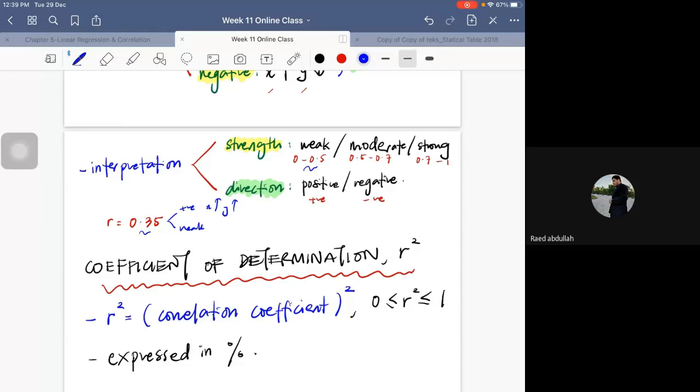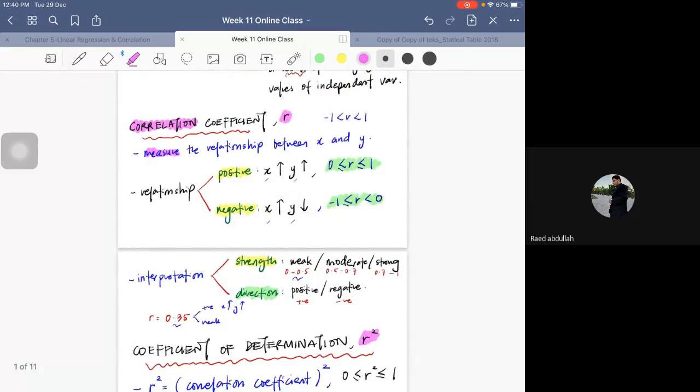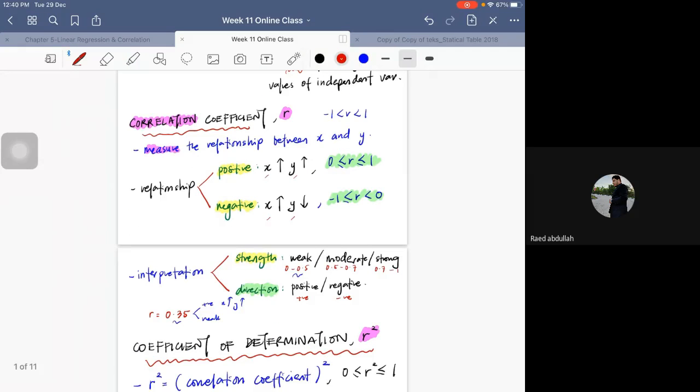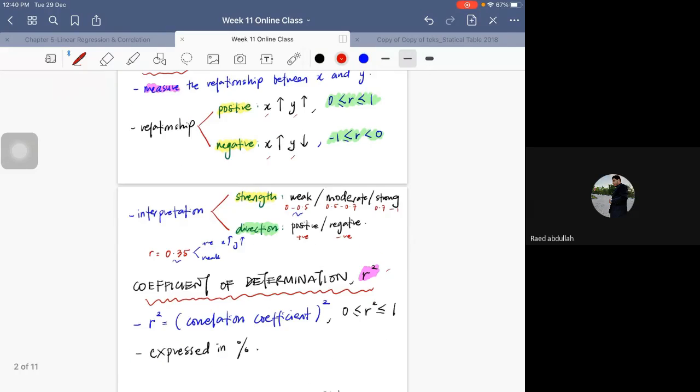Another term that you should come across after R is going to be R square. R square has a different name: R square is known as the coefficient of determination. Previously, R is known as correlation coefficient. Of course, there is a relationship between R and R square. If you square this value, you will get the coefficient of determination. That is why the symbol is the same. This is R, this is R square. When you square the value of the correlation coefficient, you will get the coefficient of determination.